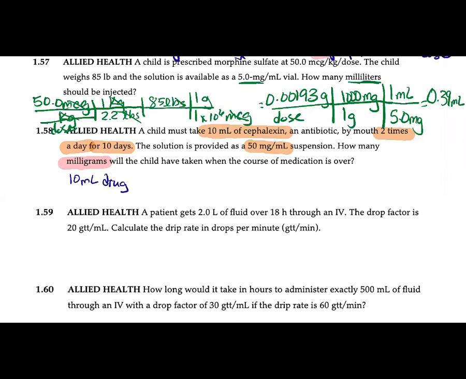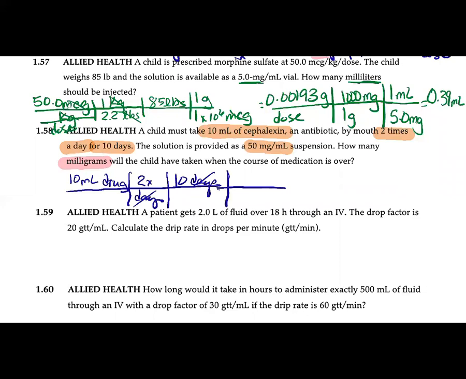So how are we going to give this child this drug? We're going to give this child this drug 2 times per day. Okay. And how long are we going to give it to him? We're going to give it to him for 10 days, right? So our days cancel.